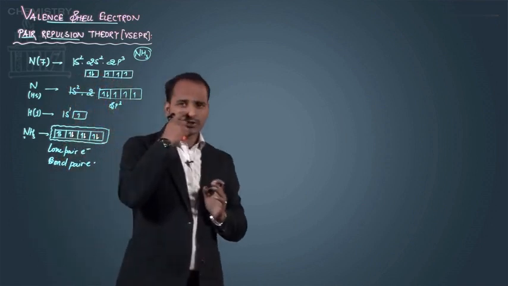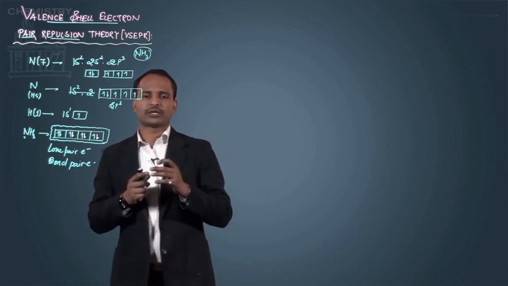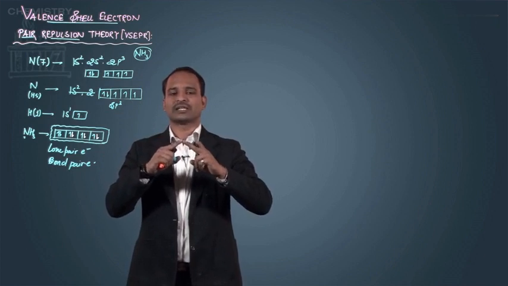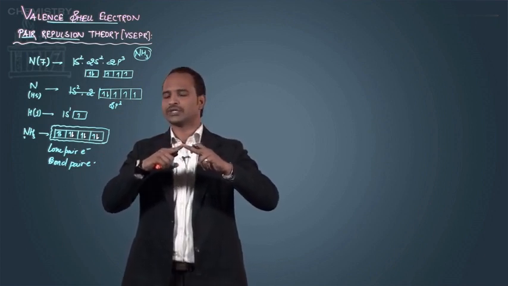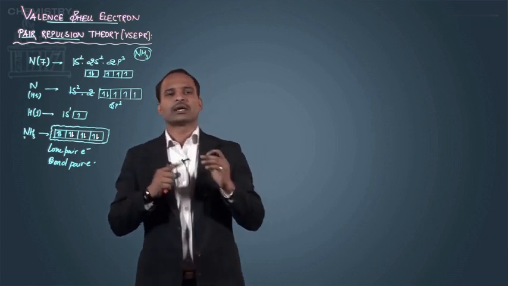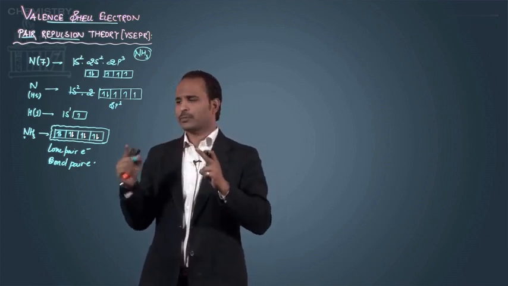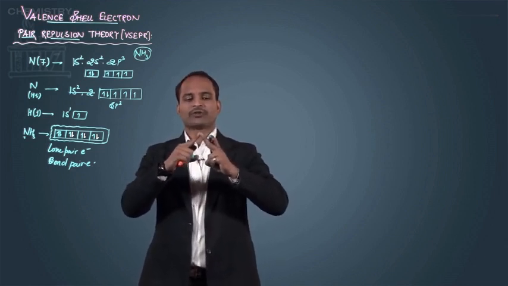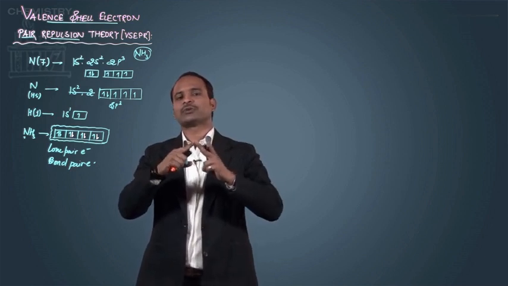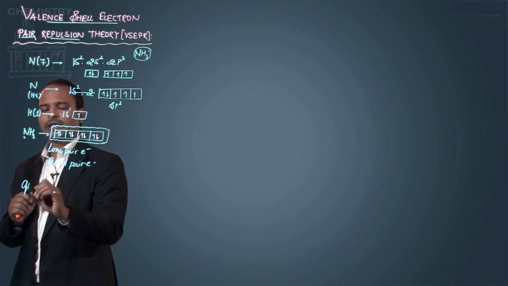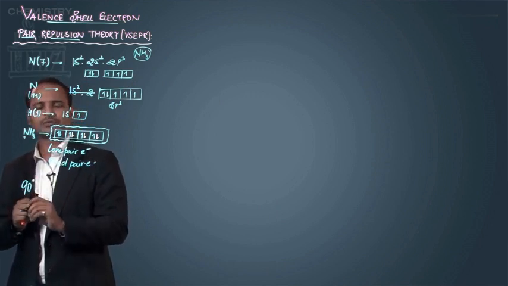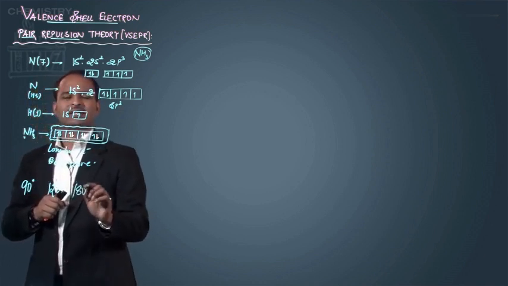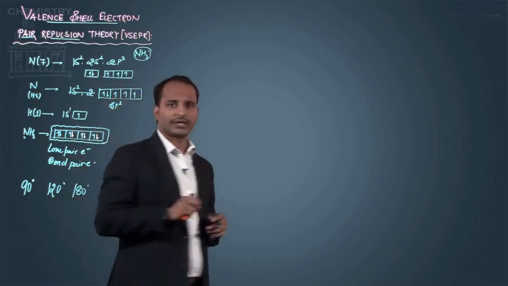Suppose during the formation of a molecule, once the molecule is formed, as the bond angle increases, that is, the distance between the 2 bonds increases, it means the 2 orbitals are moving away from each other. So as the bond angle increases, the repulsive forces go on decreasing. For example, if the bond angle is 90 degrees, then the repulsive forces will be more. At 120 degrees, the repulsive forces will be less. If the angle is 180 degrees, then compared to 90, the repulsive forces will be very, very less.